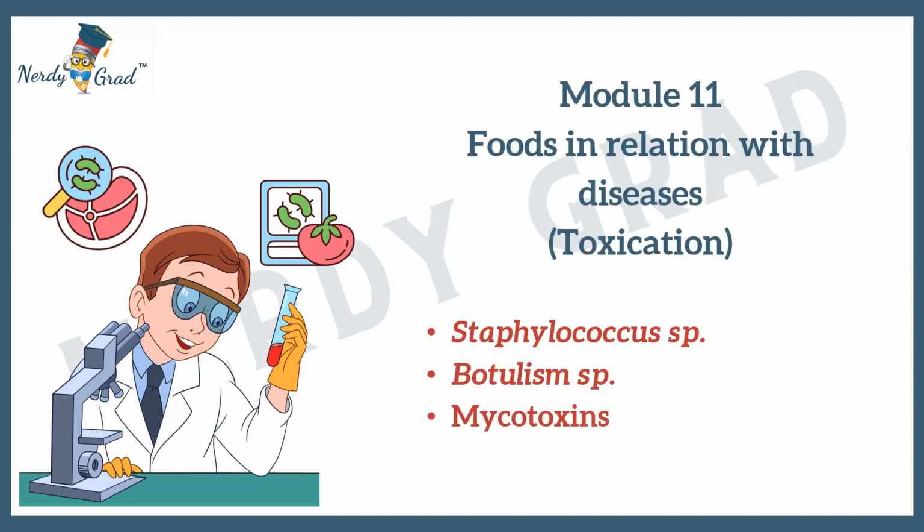Then module 11, we have foods in relation with diseases. Modules 11, 12, 13, and 14 are for foods in relation with diseases. First we have toxication, that is Staphylococcus species toxication, botulism, and it's later followed by mycotoxins.